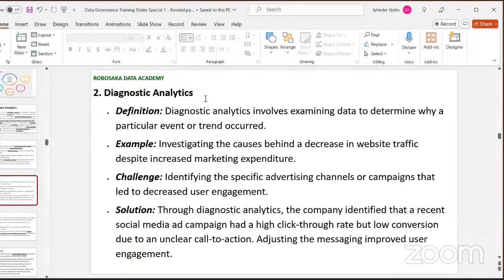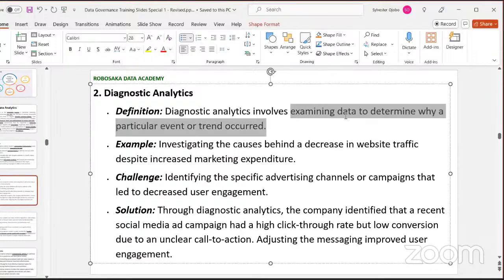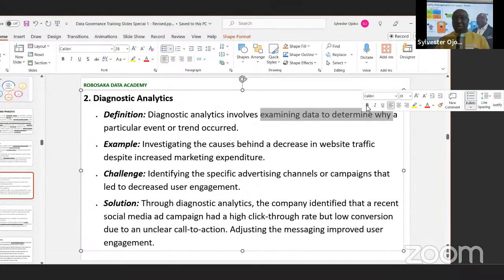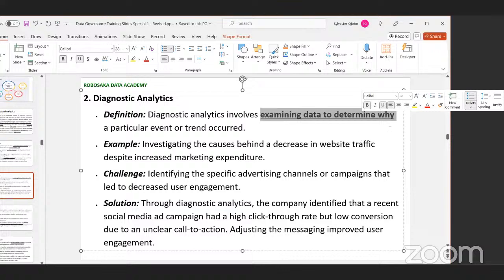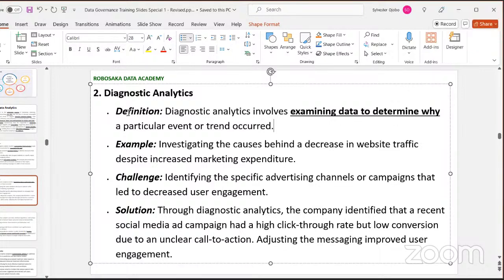Diagnostic analytics. This involves examining data to determine why a particular event or trend occurred. Mary, where do you want me to highlight? Is it up to this? Why. The English word why is very important. And diagnostic, what do you know? Have you heard the word diagnostic before? What does it mean?